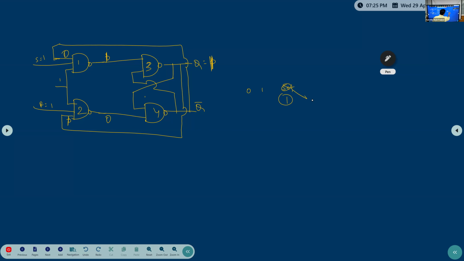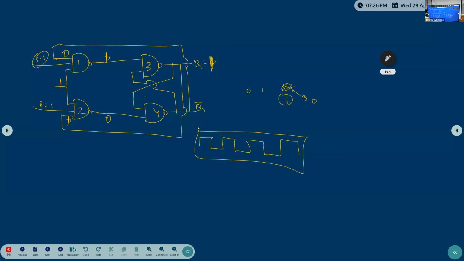Q becomes 0. What happened? The output will continuously toggle: 0, 1, 0, 1, 0, 1, like that. And one more thing: the latch will not stop until enable goes to 0. It keeps checking the inputs, and based on the input combination it generates the output. That's the reason we get the toggle mode.